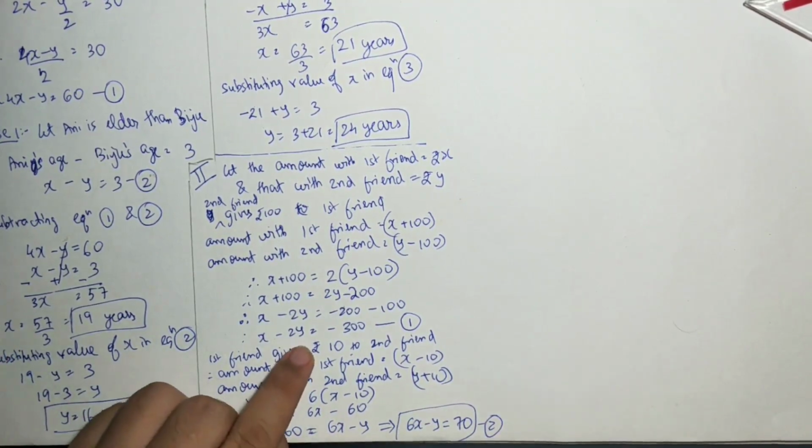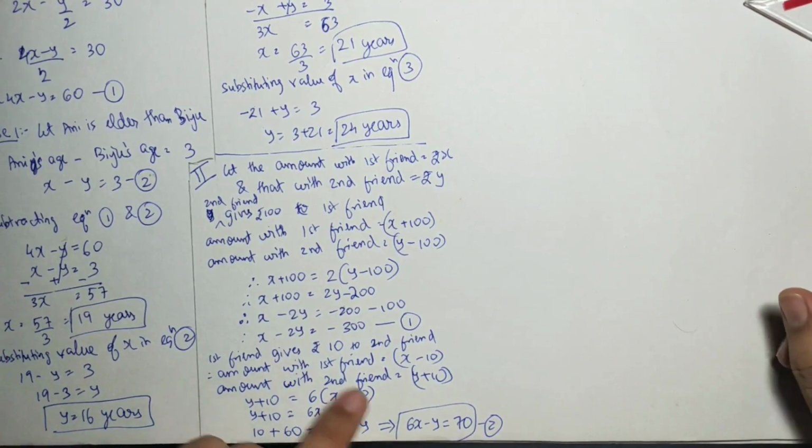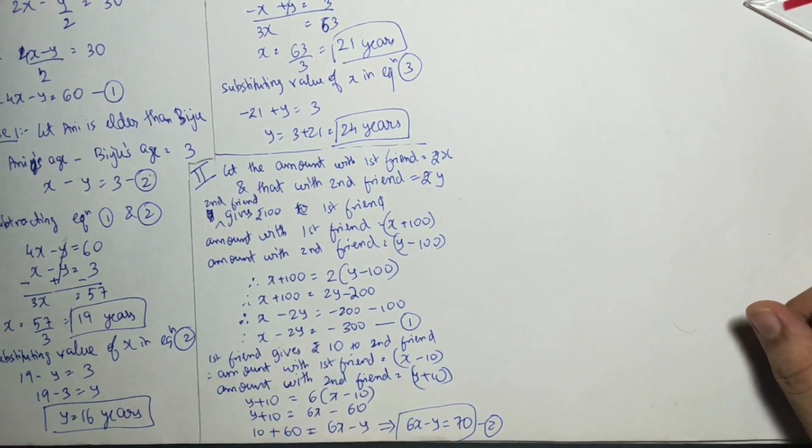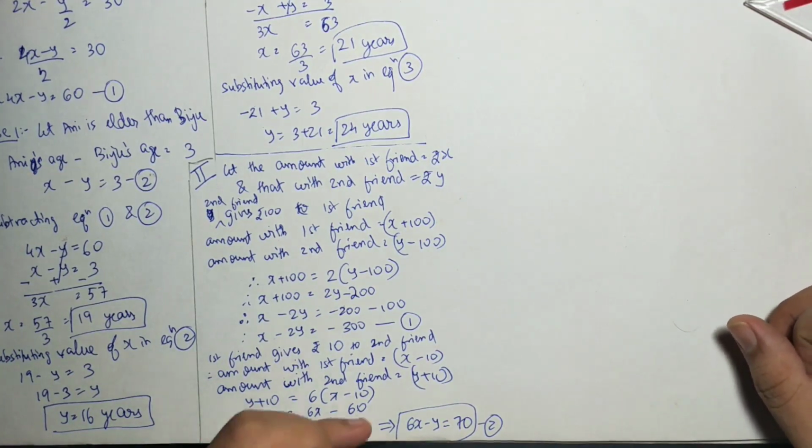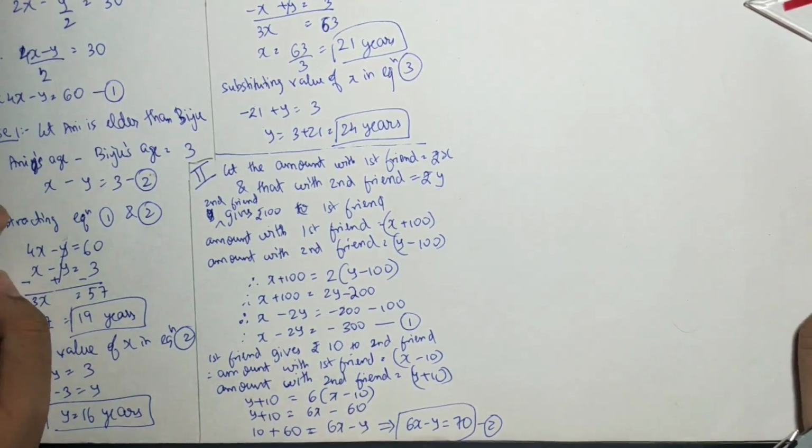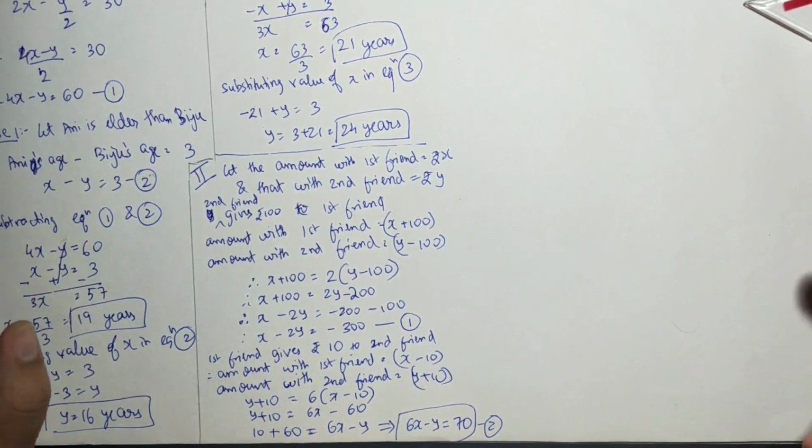So you got your first equation, you got your second equation. Solve these two equations by any method: elimination, cross multiplication, substitution, graphical, any method, you will get the final answer. I hope you understood this sum? If not, then go back to the video and see this again.